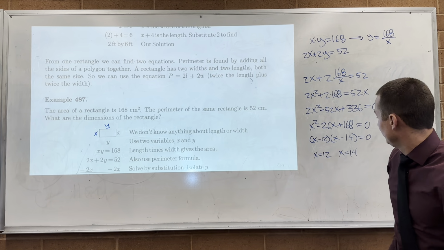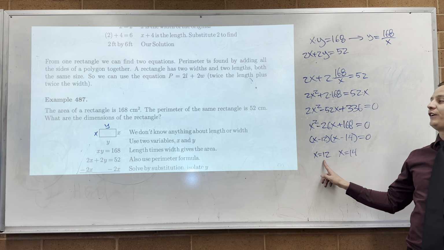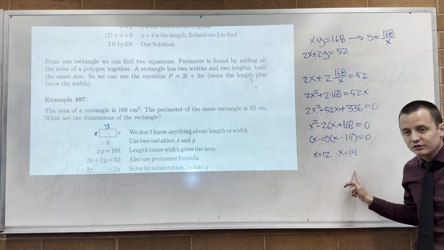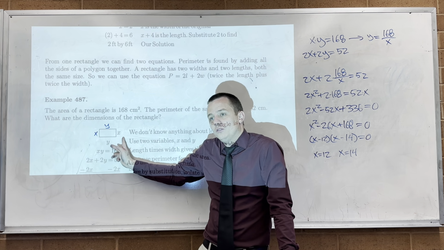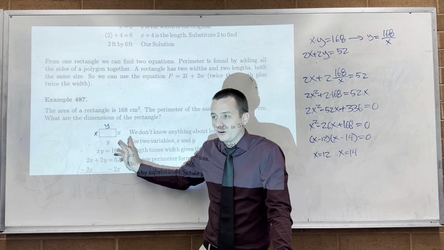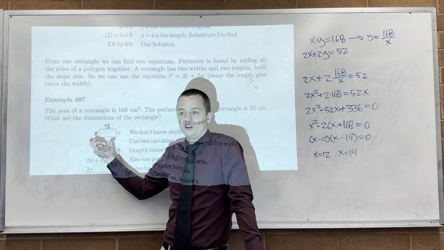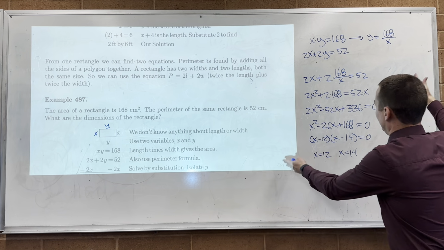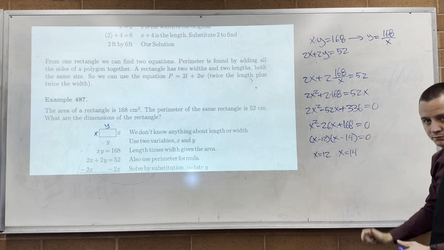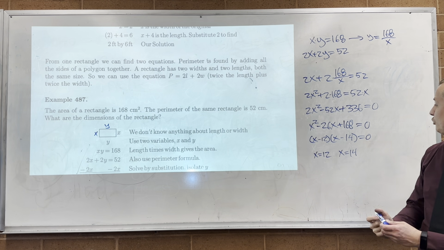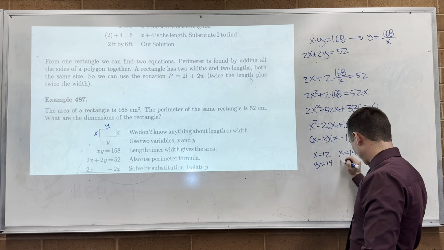Going back to our picture, why are either of those answers going to work? If x is 12, we're going to find out y is 14. And if x is 14, we're going to find out y is 12. All that's saying is, whichever one's the shorter is going to be 12, whichever one's the longer is going to be 14. Just because in our picture we called the longer one y, doesn't mean our math knows that the longer one's y. You see? So it's either going to be x is 12 and y is 14, or x is 14 and y is 12.